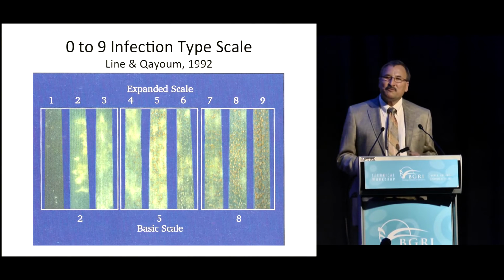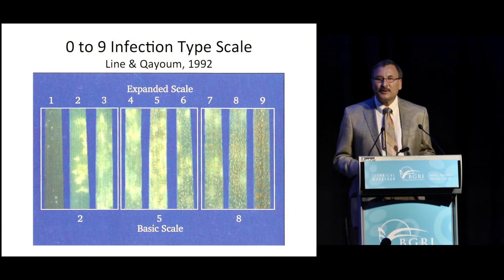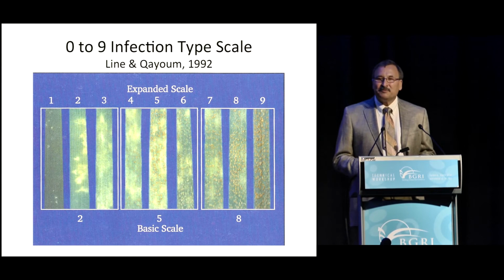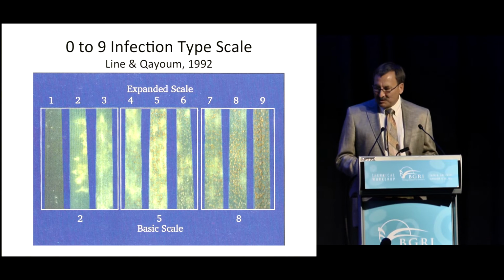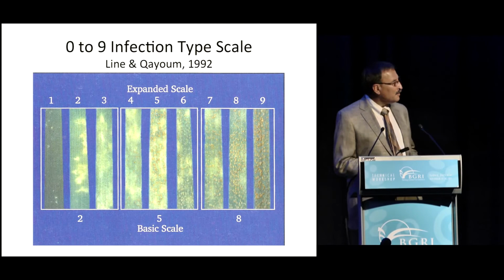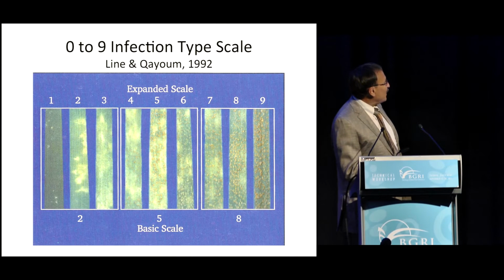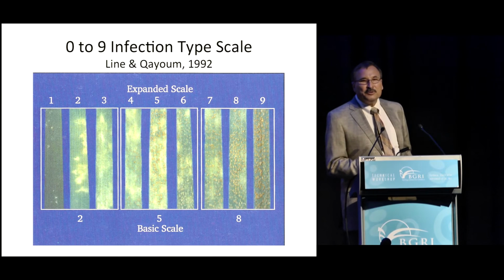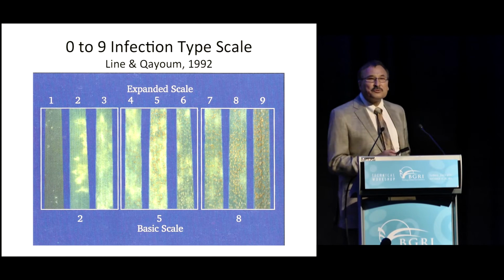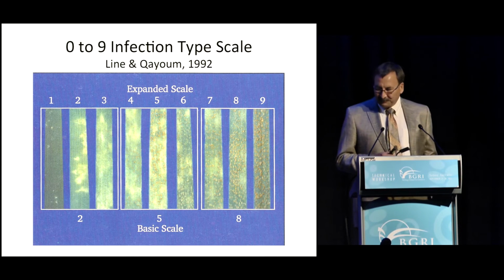Now there's a 0 to 4 scale that covers a similar range, but it has a few more categories if you include all the pluses and minuses. But this particular scale can be used as a basic scale where you record a 2, 5, or 8, or you could use the expanded scale of 0 through 9 if you were interested in finer differences.